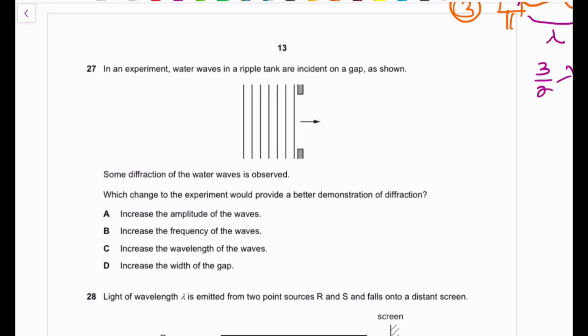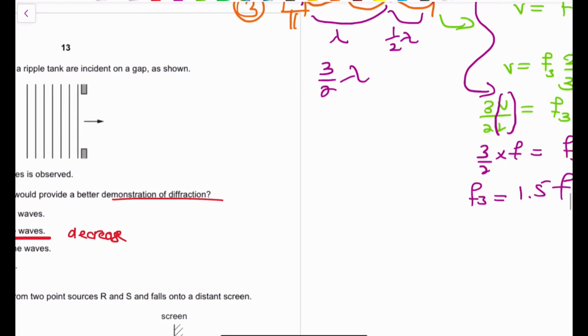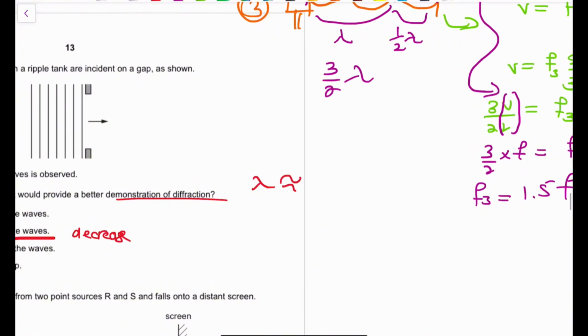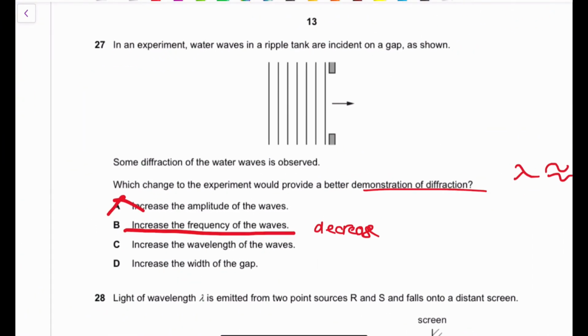In an experiment, water waves in a ripple tank are incident on a gap. Some diffraction is observed. Which change to the experiment would provide a much better demonstration of diffraction? Increasing the amplitude of the waves has no effect on the diffraction. Increasing the frequency of the wave is going to decrease the wavelength. And we know that for a better demonstration of diffraction, lambda must be approximately equal to the value of D, in order for you to have the maximum amount of diffraction occurring. That's the condition that you're going to need. We could increase the width of the gap, but that would make sure that lambda and D are nowhere near each other. So both B and D are wrong. The correct answer is C.